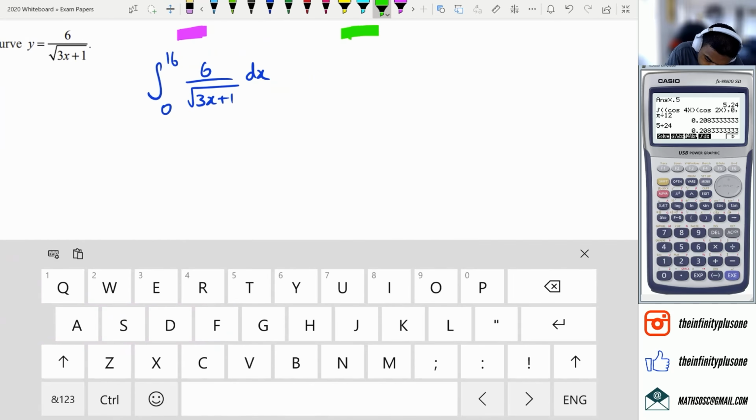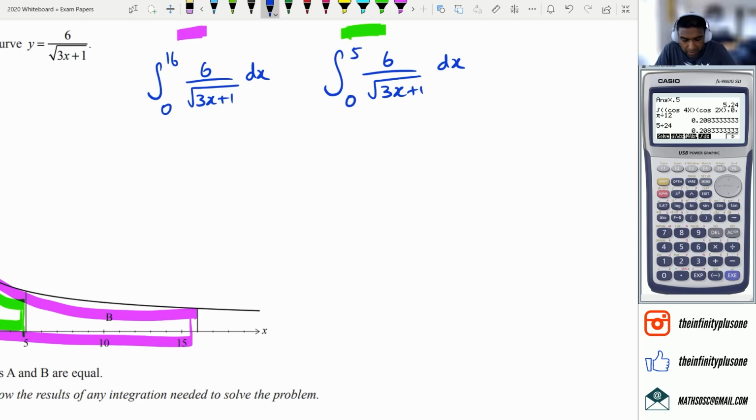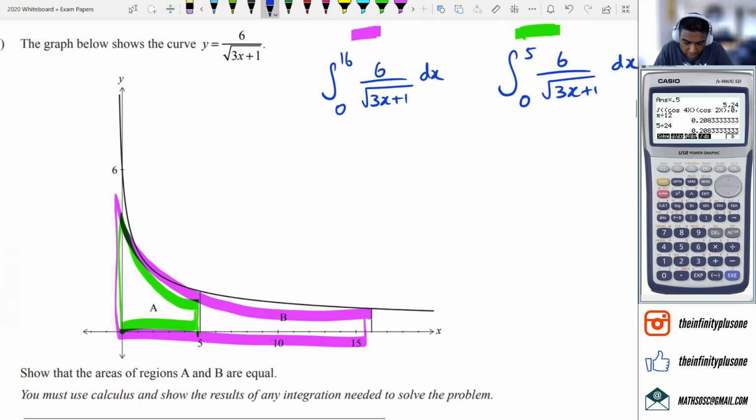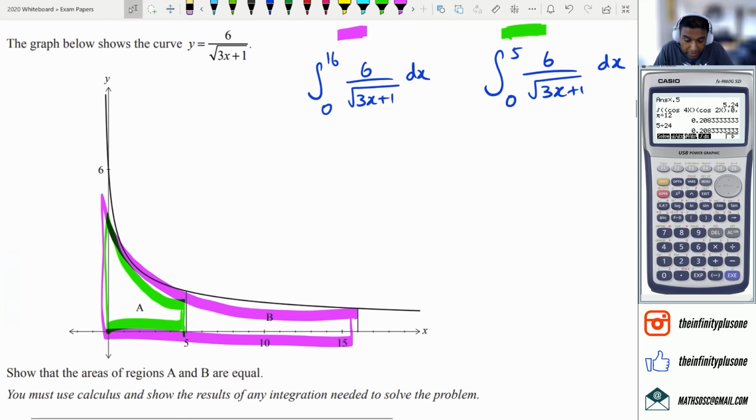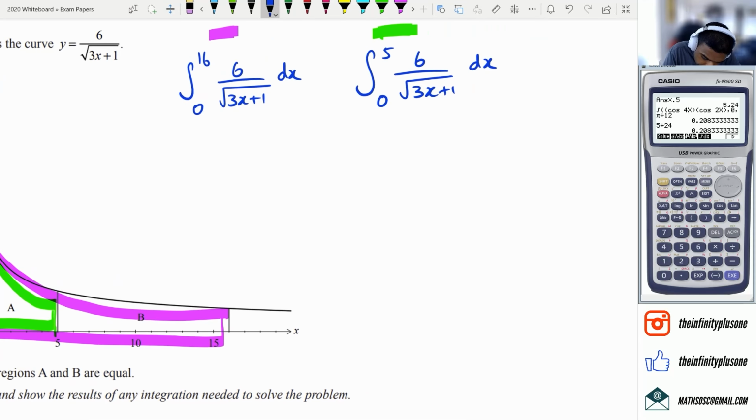And then the green part, for the green part, it's going to be between 5 and 0, and that's 6 over 3x plus 1 dx. All right, so I'm hoping you guys can understand what I'm trying to do there. I'm going to work out the pink area first, then the green area, and then show that the green area is half of the pink area. So to work out the pink area first, I'm going to do that here.